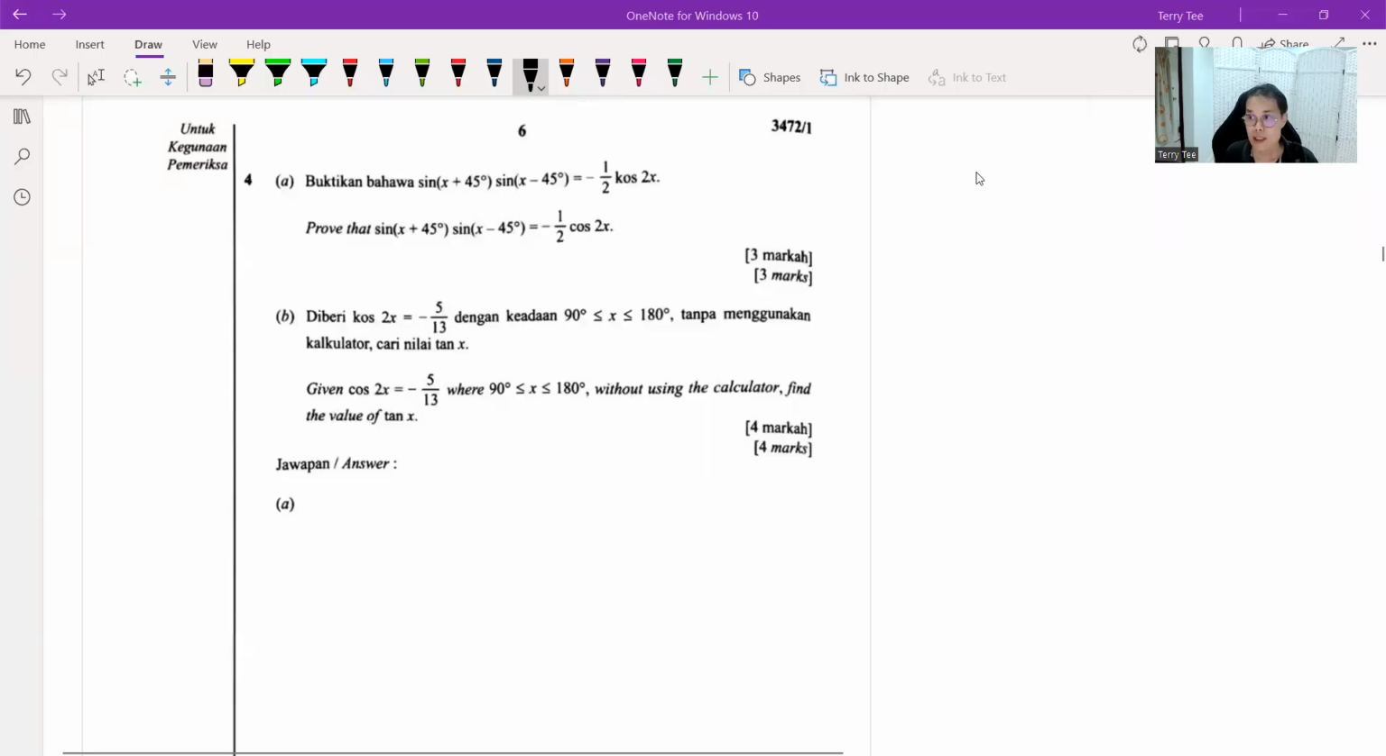Okay, question number 4. This is from the chapter trigonometric function, chapter 6. Okay, so first part. Now this looks like a past year question that we've done before. All right.